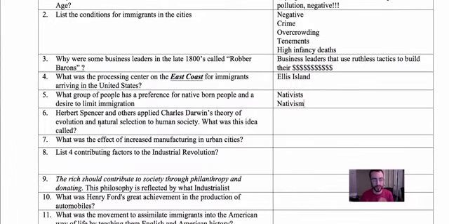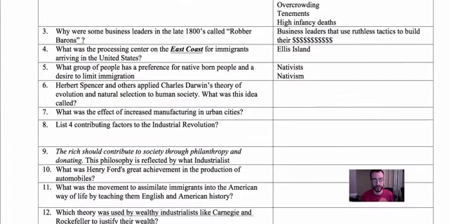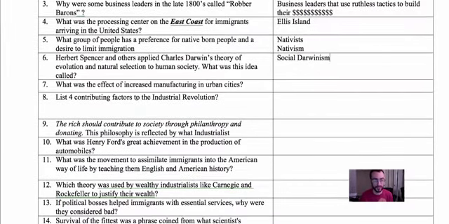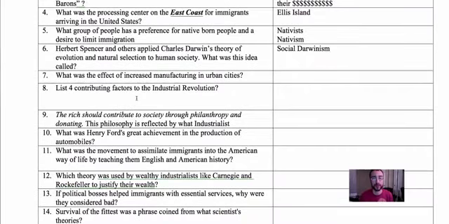Number six, Spencer and others applied Darwin's theory of evolution and natural selection to human society. What is this idea called? Social Darwinism. And social Darwinism is this idea that the survival of the fittest, this idea is applied to society. So those that are the best at competing, those are the people that are going to survive and make the most money.